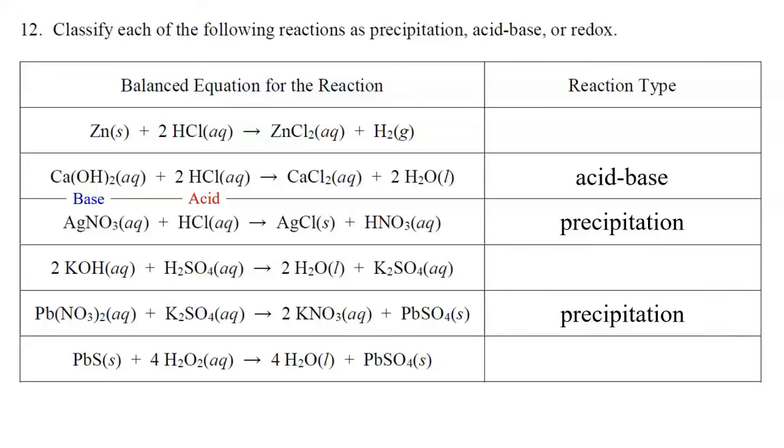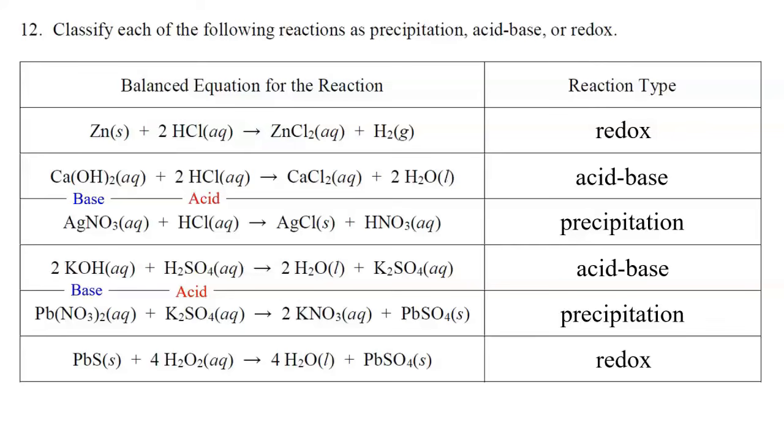Another example where we have a metal hydroxide, so potassium hydroxide is the base. Sulfuric acid is the acid. H+ and OH- combine to make water. So that is also an acid-base reaction. And then the remaining 2 reactions are classified as redox. Let's take a closer look.